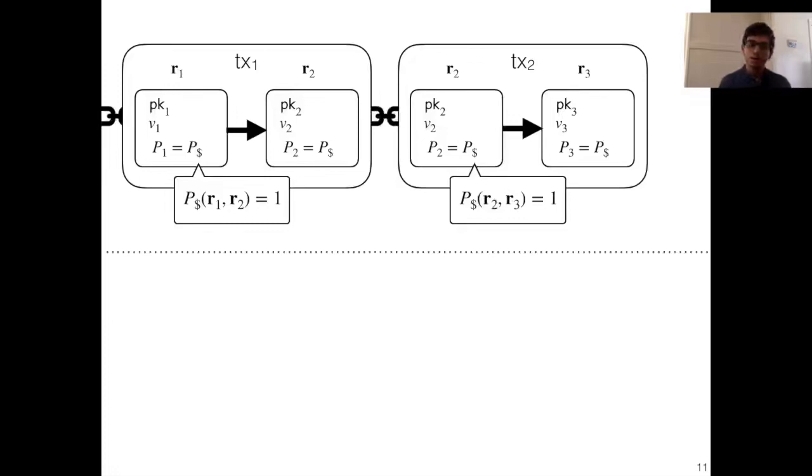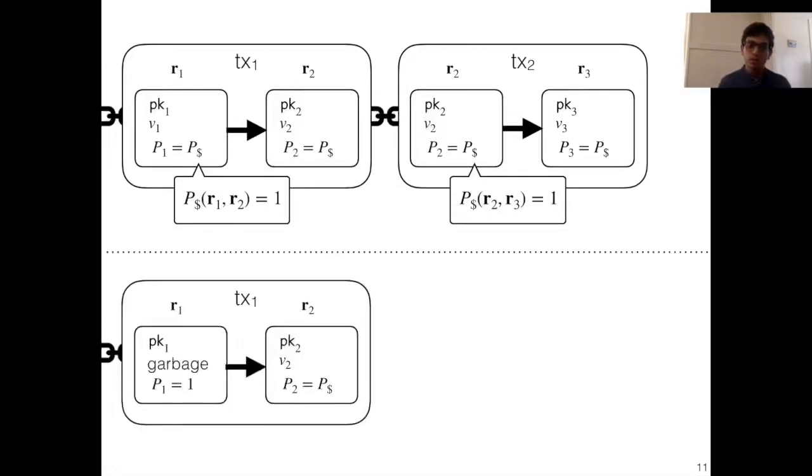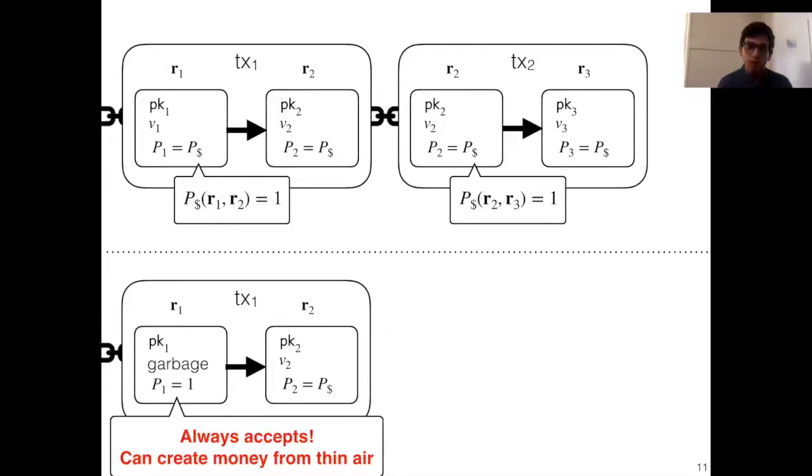What about a malicious user? What can they do? So let's say I'm a malicious user and I have a record which contains garbage, and I want to use that record to create a new record which actually represents some non-zero value, right? So what the transaction will do, it will say, okay, look, my input is R1, its predicate is a predicate that is always satisfied, right? So then there's no further checks that happen, and so the transaction is completely valid. So what we've managed to do is create money from thin air.